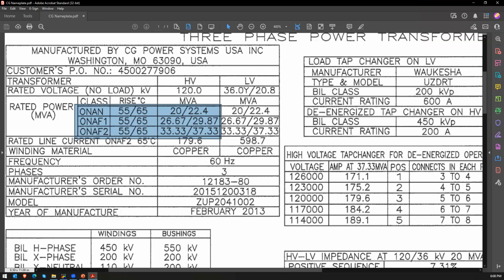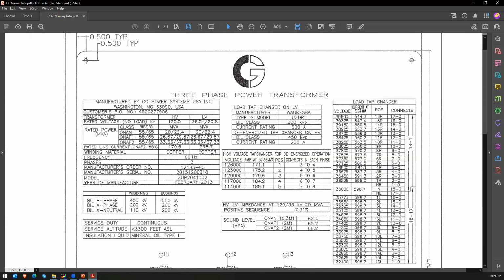So ONAN is oil natural, air natural. In other words, as the oil heats, it naturally convects through the heat exchangers. And obviously the air just is whatever the atmosphere is. I haven't seen it in real life yet, but I know there's an OFAF, which would be oil forced, air forced. You could actually have a pump that pumps oil, so it circulates faster through the fins. I just figured I'd mention that as well.